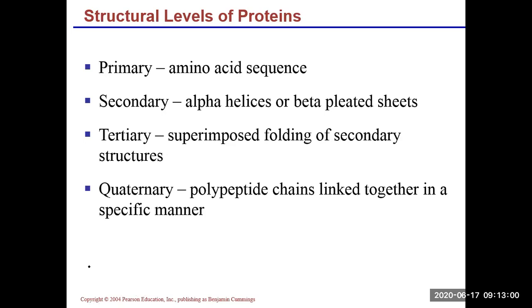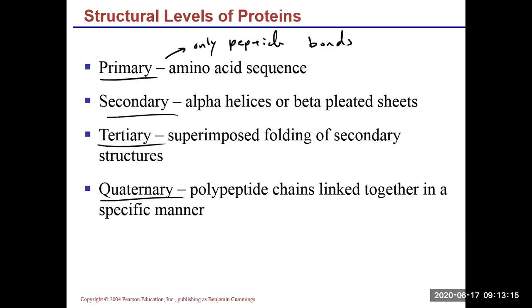The structural levels of proteins are as follows: primary, secondary, tertiary, and quaternary. Primary structure is only peptide bonds, so it's a linear structure. Secondary structure is peptide bonds plus hydrogen bonds.